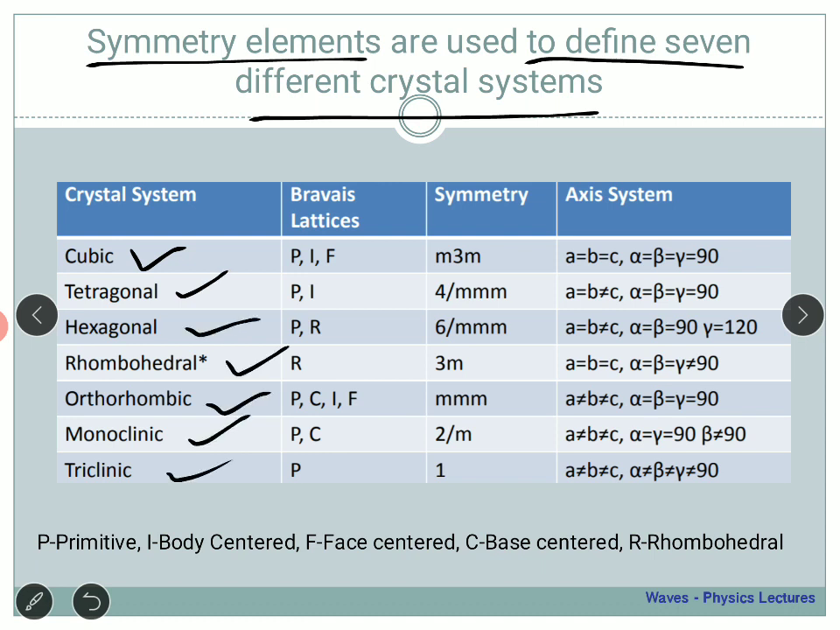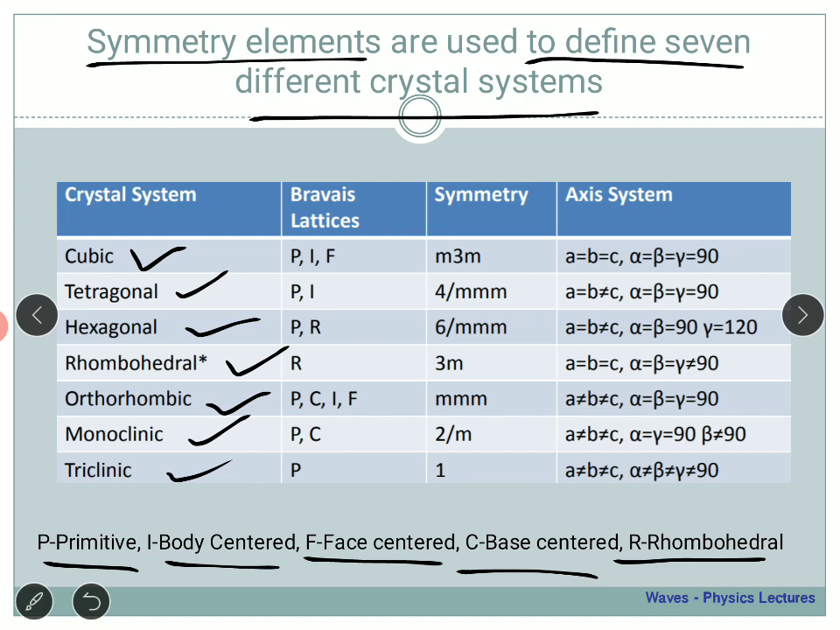Okay, and then what are the Bravais lattices that are possible? Bravais lattices are P for primitive, I stands for body centered, F stands for face centered, C stands for base centered, and R stands for rhombohedral. So please remember these notations.